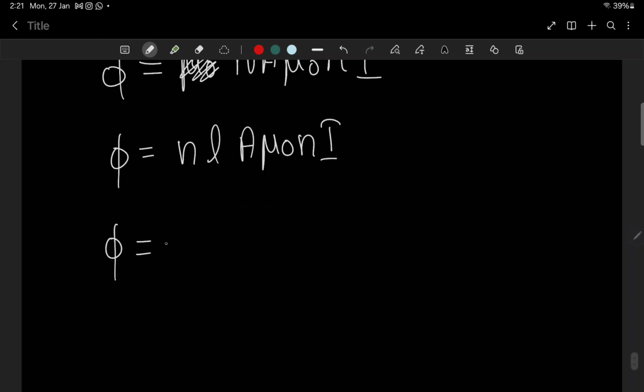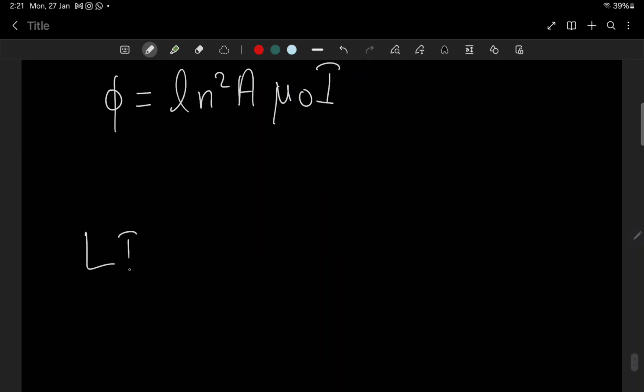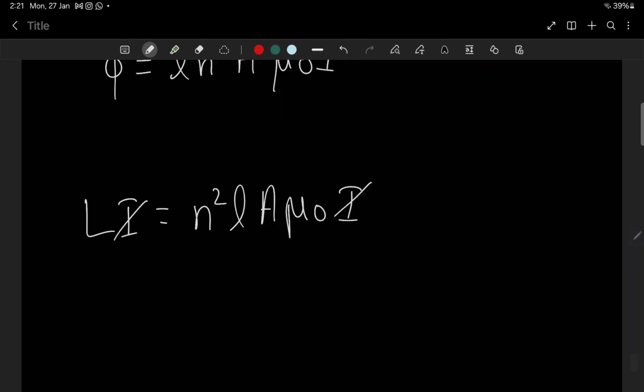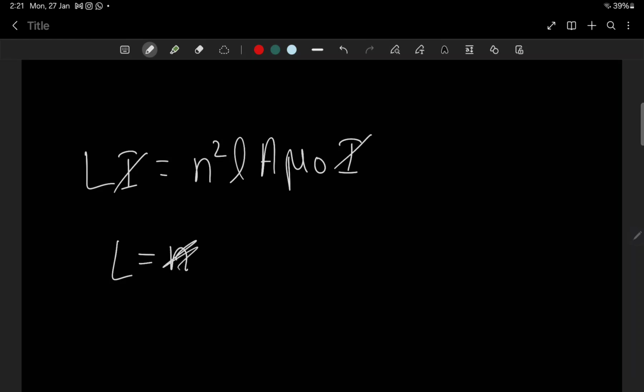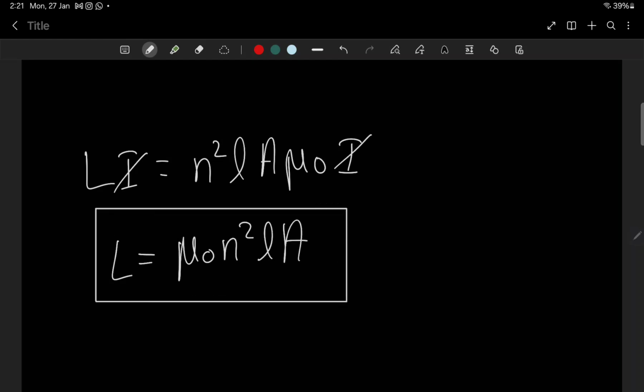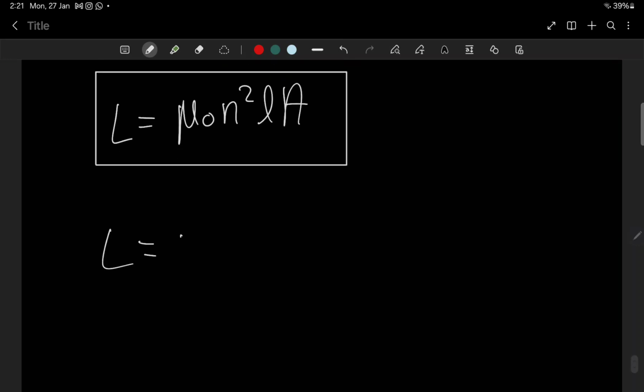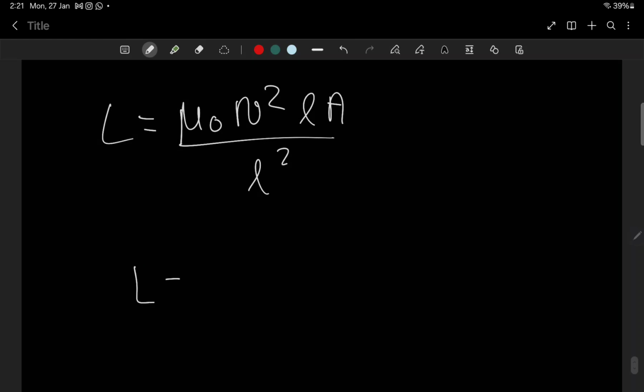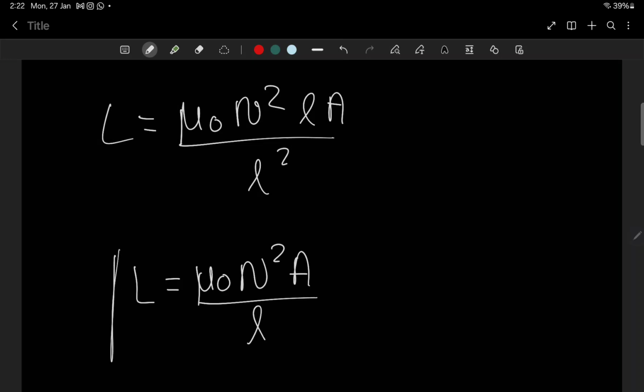So therefore phi becomes l n square A mu 0 i. This is phi, that's equal to Li. So L equal to mu 0 n square l A, the i cancels. This is the self-inductance. Now if we need, we can substitute for n, that is total number by length. So that's equal to mu 0 N square into lA by l square. One l cancels. We get L equal to mu 0 N square A by l. This is the formula for self-inductance.